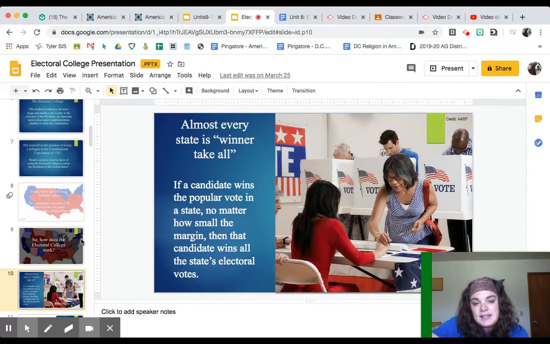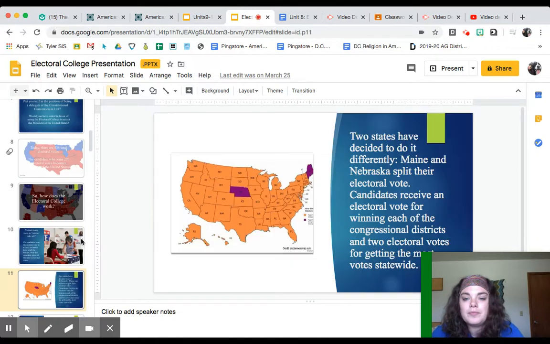Each state can decide how they want to disperse their electoral votes. Almost every state, except for 2, are a winner-take-all kind of process. So what that means is that if a candidate wins the popular vote, it doesn't matter how close the race was, but if a candidate wins, that winning candidate gets all of the electoral votes from that state. So most states are a winner-take-all. There are 2 exceptions. They are Maine and Nebraska. So here's what makes Maine and Nebraska different. They split their electoral college votes.